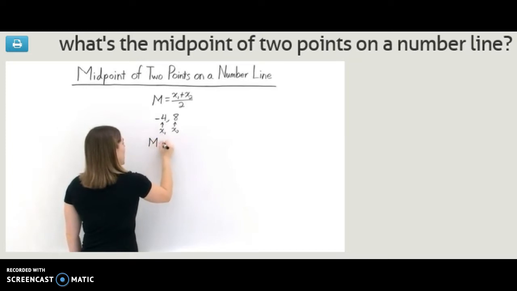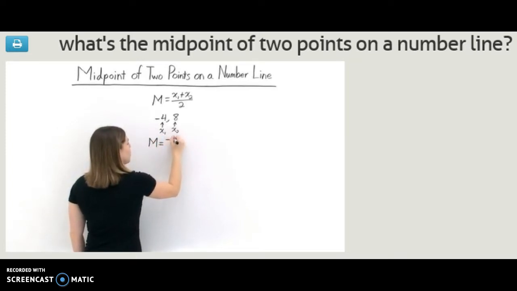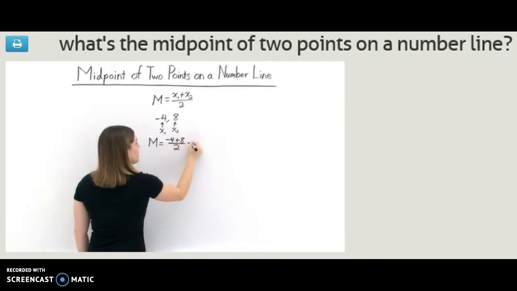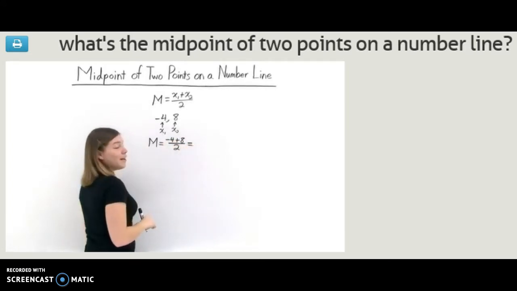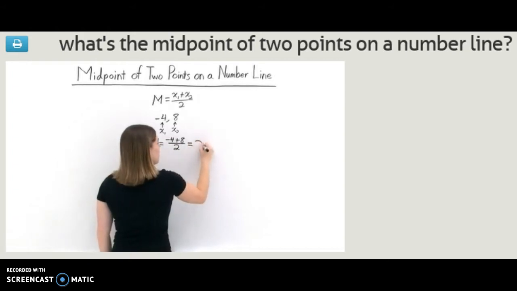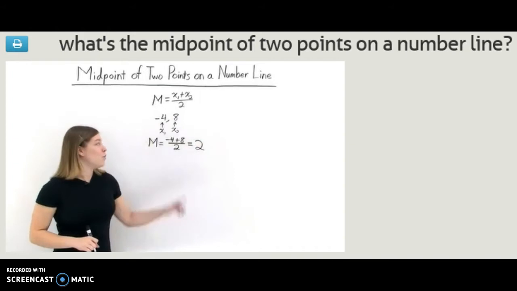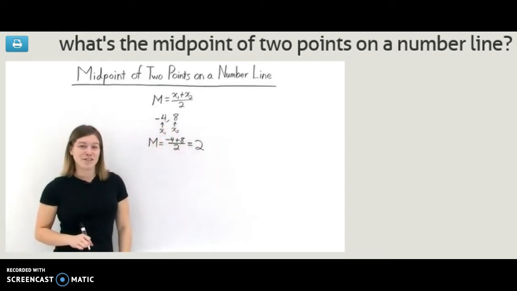We have our midpoint M equals x sub 1, which is -4, plus x sub 2, which is 8. And we want to divide that by 2. Now -4 plus 8 is 4, and 4 divided by 2 is 2. So the midpoint between these 2 points is 2.